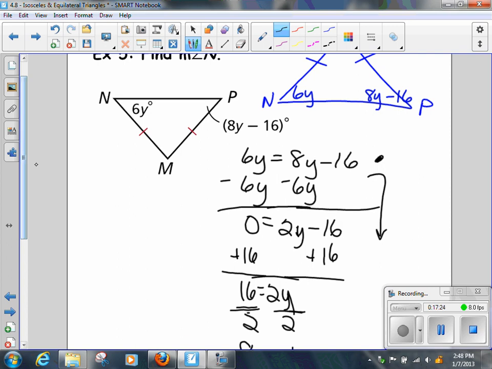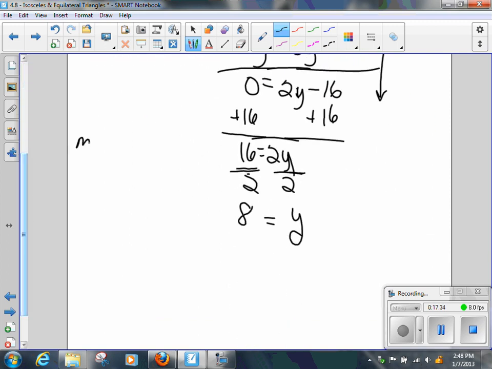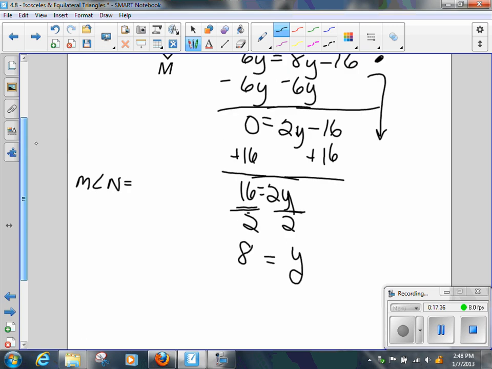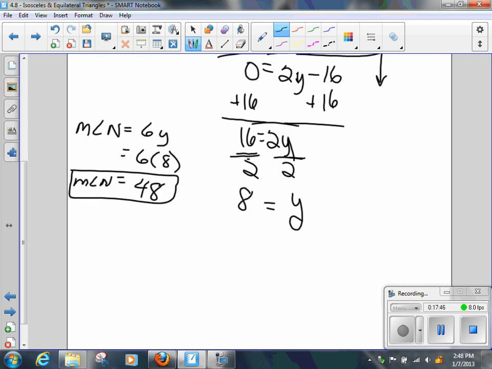Where's it going to be in your answers? It's going to be A. It will be A, but are we solving for that? No, we're solving for the measure. We're solving for N. So the measure of angle N, what's it say? 6y. Or 6 times 8, which is how much? 48. How many of you had 48? Hands up. Rock on, high five.